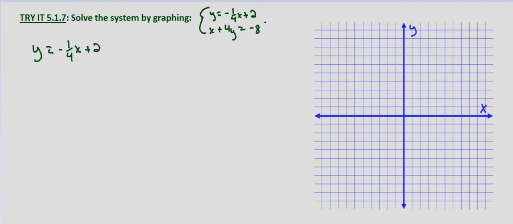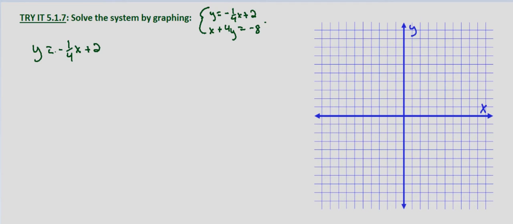So if we look at our first equation, y equals negative 1/4 x plus 2, it's already in slope-intercept form. And again, remember, you can use any method you want to graph these lines. You can plot points, you can use intercepts, you can put it into slope-intercept form. It's totally up to you. And we've gone over those in previous lessons, if you need to review how to graph a line.